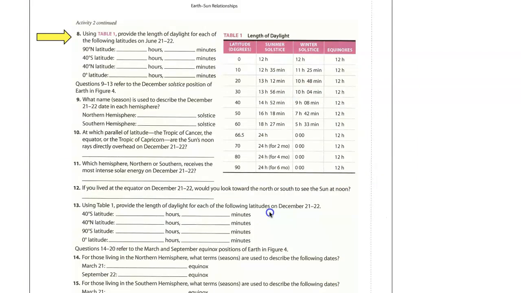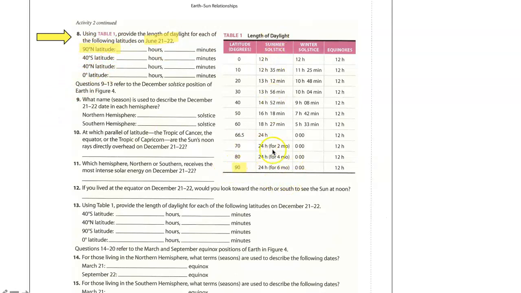The next page asks you to look at this table here that gives you the length of daylight at various latitudes and at various times of the year. In this particular question, they're asking you about the length of daylight June 21st, 22nd. And the first one is 90 degrees latitude. So 90 degrees is here.